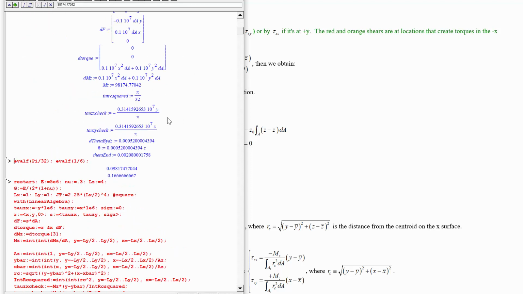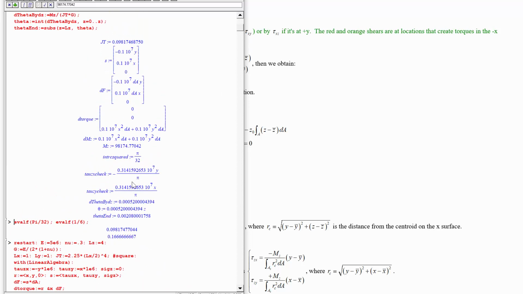Let's see. So, yep, notice the pi there divided by pi is going to give us 1 megapascal with a negative in front of the y, and then positive 1 megapascal x. So there we go. It works.